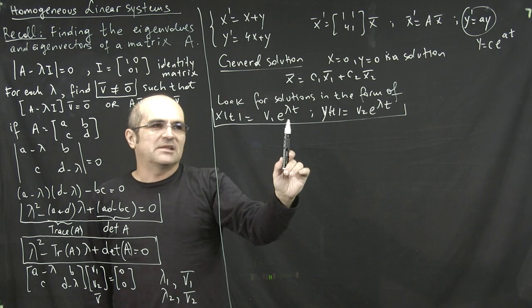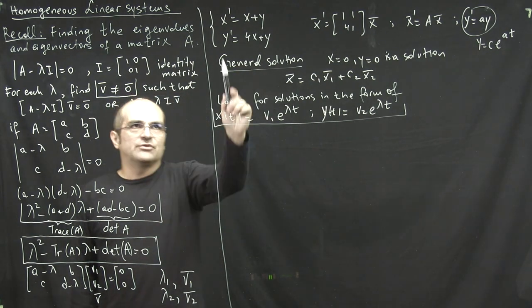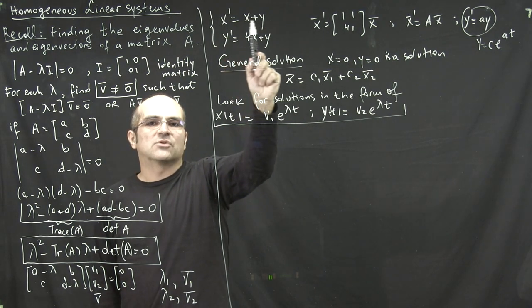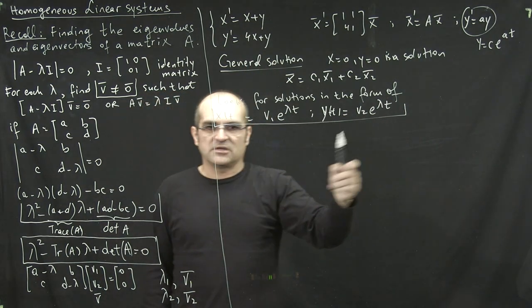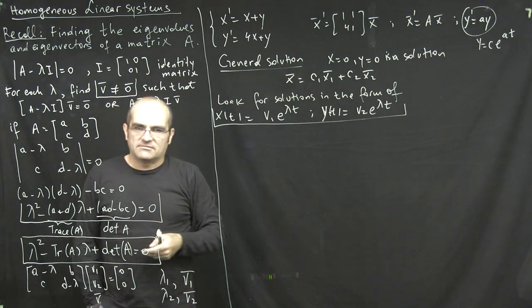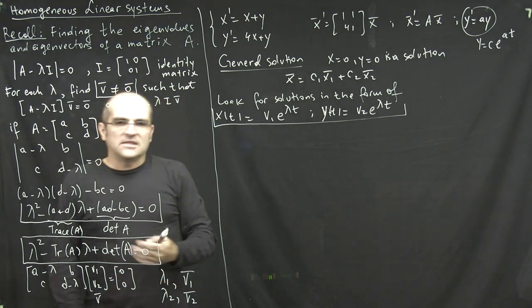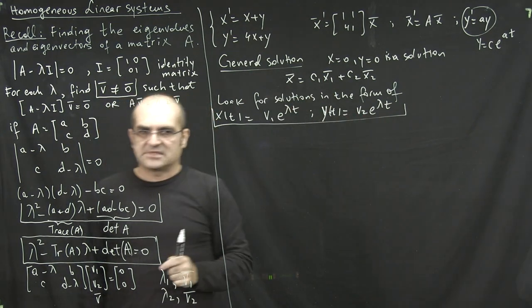But I can tell already that lambda must be the same if I want to have a solution. Because remember, if you differentiate e to the lambda t, you still have e to the lambda t. So probably these two combined should have the same exponential if I'm hoping for that exponential to cancel. If I'm hoping that these two are solutions, it's not that hard to guess that for each independent solution, lambda has to be the same.